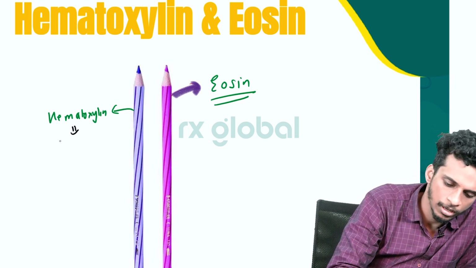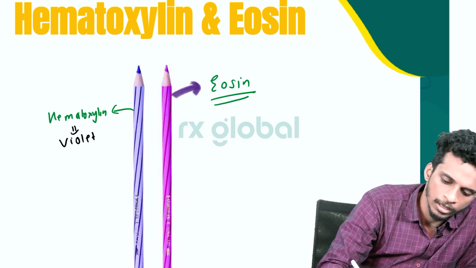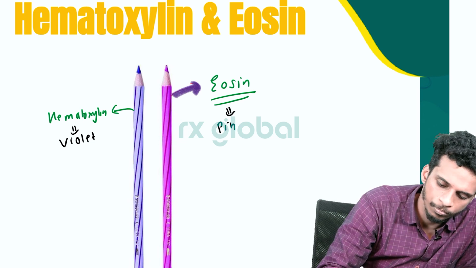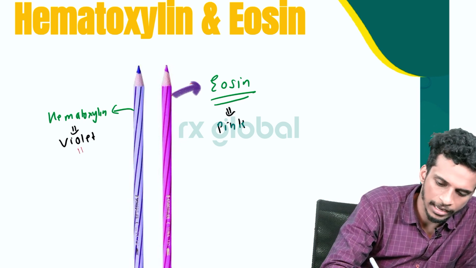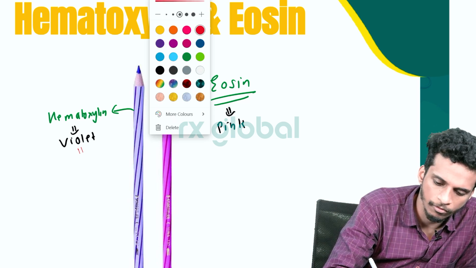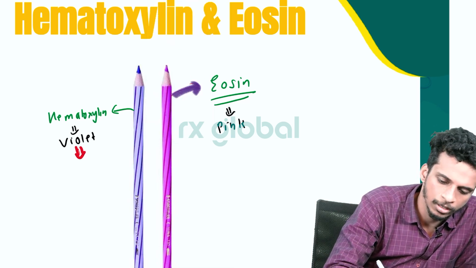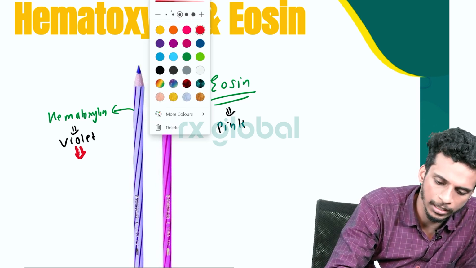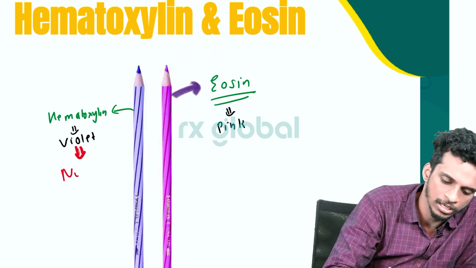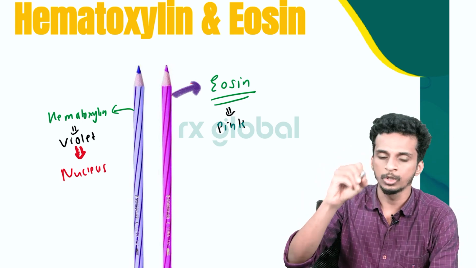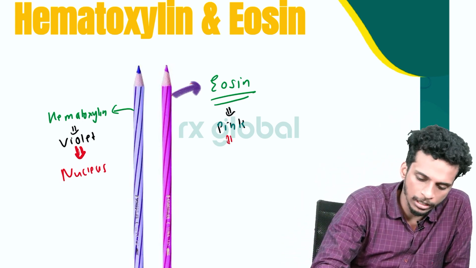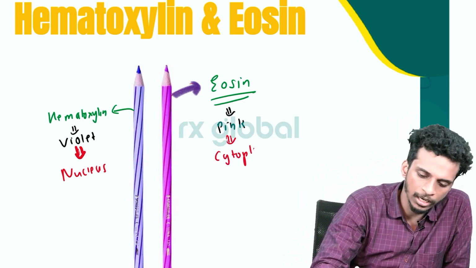Hematoxylin is violet color, eosin is pink color, and we also know that violet color is usually taken up by the nucleus. So the nucleus stains violet in color. With hematoxylin, you are going to draw the nucleus, and you know that the cytoplasm stains pink in color.